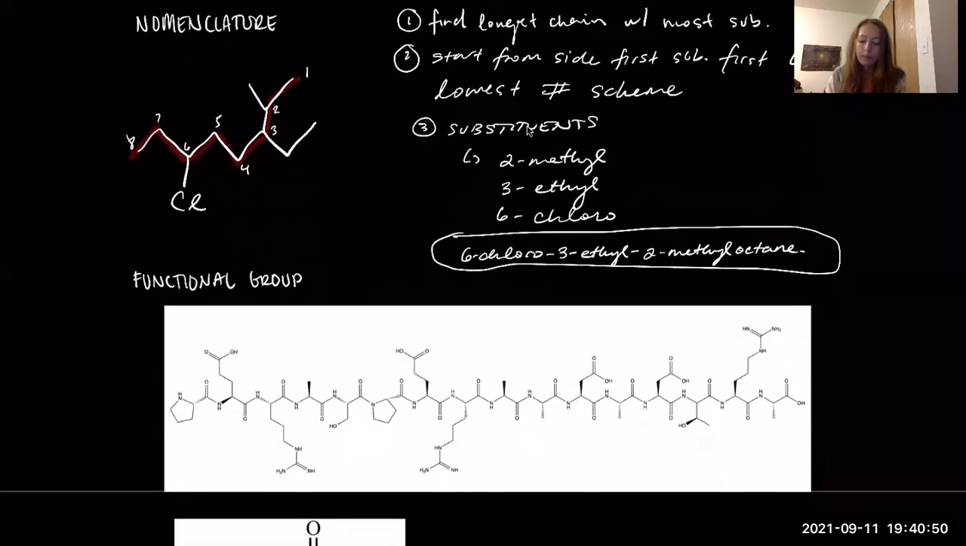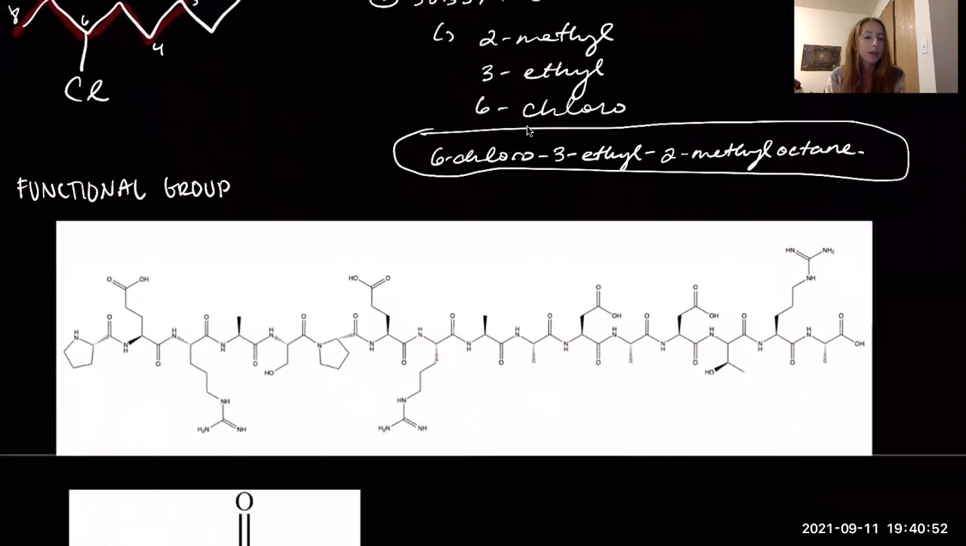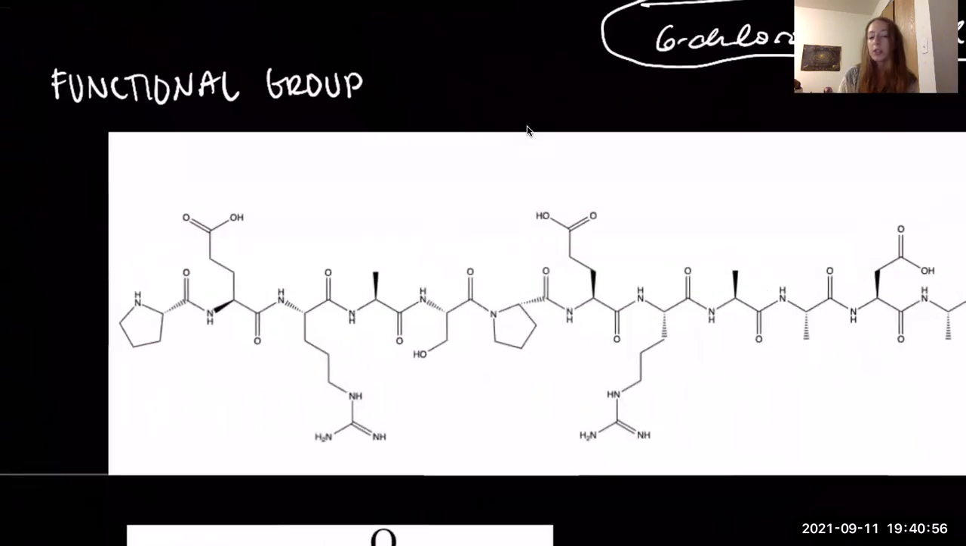Okay. So now we're going to take a little bit of a look at functional groups, because I know they can be confusing. Unfortunately, you have to commit them to memory. I recommend just writing them out as many times as it takes for you to remember them without a reference.